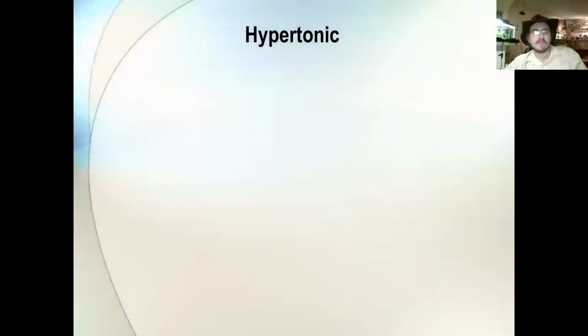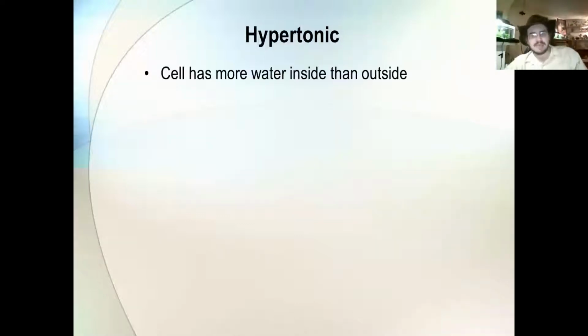All right. Hypertonic solution. In this case, the cell has more water inside the membrane than outside. So diffusion is the random movement of particles from areas of, that's right, high concentration to areas of low concentration. So how is water going to move across that membrane? That's right, it's going to exit the membrane.